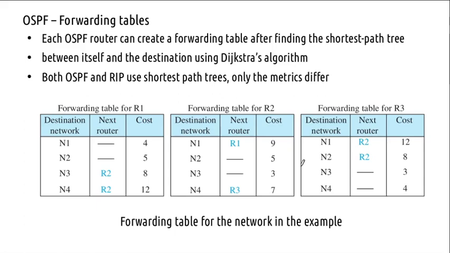Both are using shortest path trees, only the metrics differ, right? As mentioned, you have the forwarding table, a table like this. Initially at boot up, this is the situation. It knows the cost. It is the same example we saw earlier: N4 reaching N12, it shows the cost. Now how updates happen, that's what we discuss.